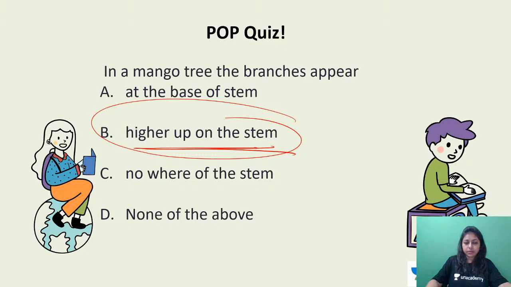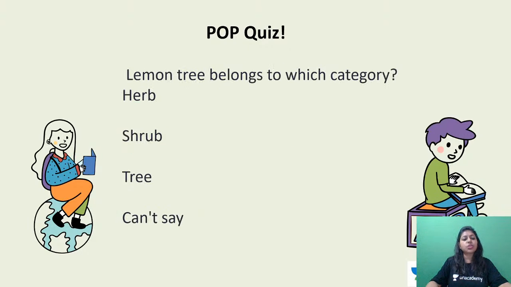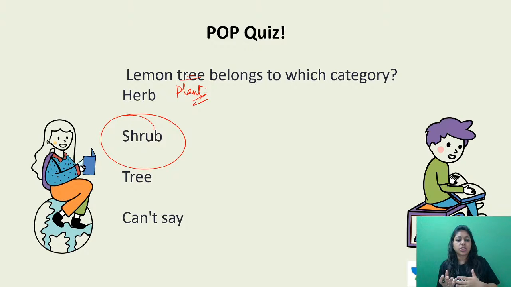Are we clear? Now the next question is the lemon tree, which is actually not a tree. So the lemon plant, which category does it belong to? It is a shrub. It is not a herb. Sometimes it can be a little taller than a shrub, but it is a little smaller than a tree. So it is actually a shrub.